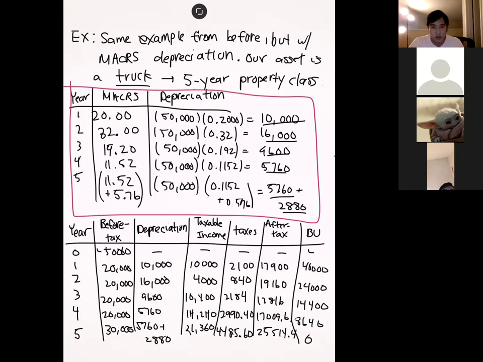Any questions on this? I know it's kind of a lot to write down, so I'll give people a minute or so to do this. Year four taxable income got a little bit scuffed there, so it's 14,240. All right, everybody good? Okay.